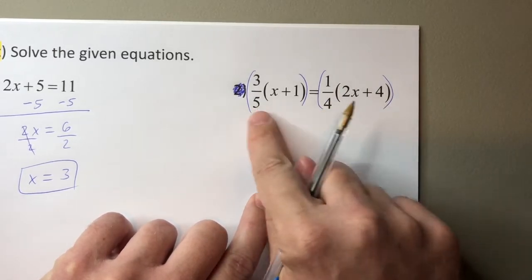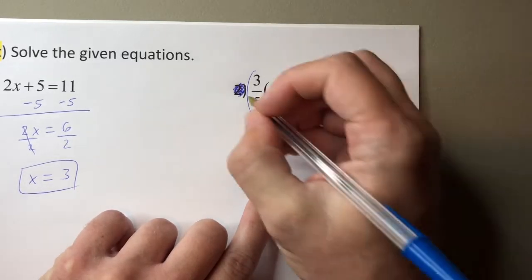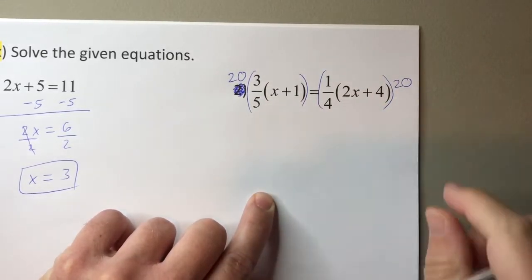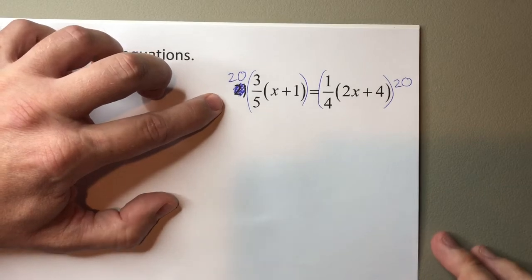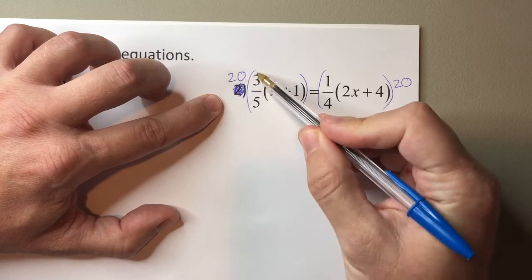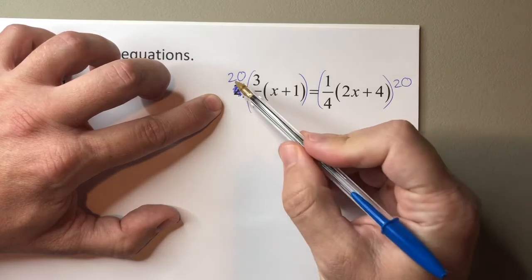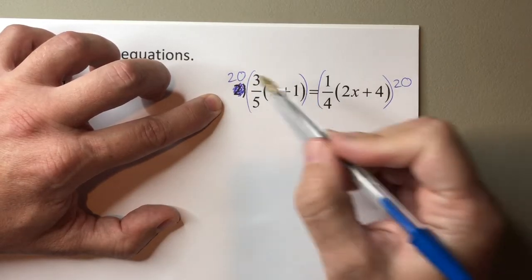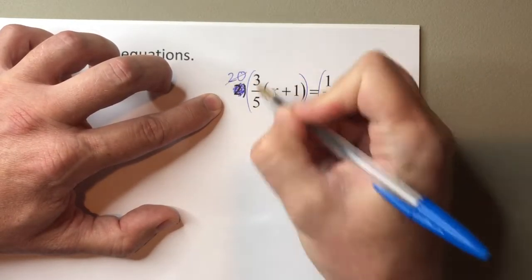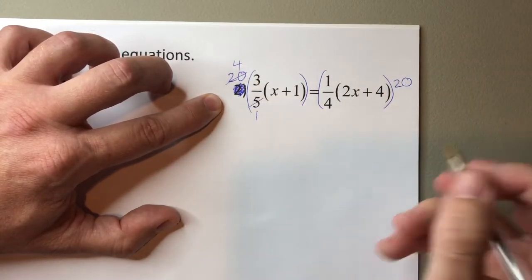So what's the least common denominator with respect to 5 and 4? Well, it's actually 5 times 4, which is 20. So I'm going to multiply both sides of this equation by 20. And watch what happens when I do that. So this on the left-hand side means 20 times 3/5 times x plus 1. So let's just do 20 times 3/5. 20 times 3/5 would be what? This would reduce to a 4, and you would get 4 times 3, which would be 12.